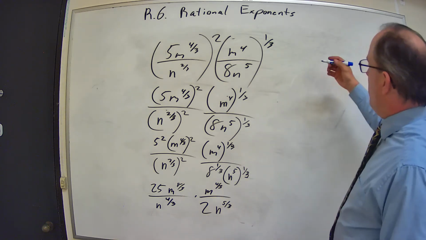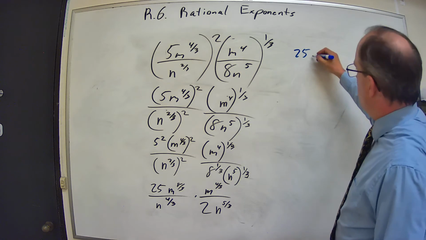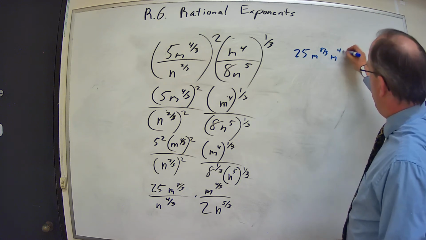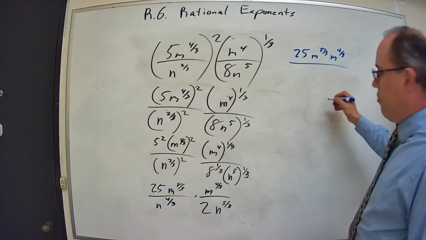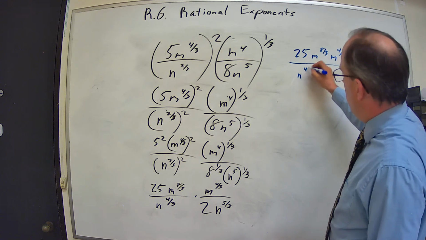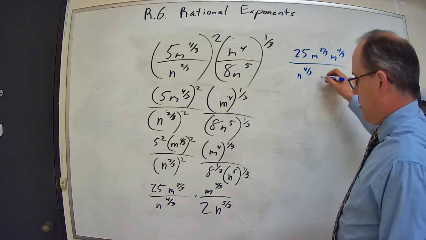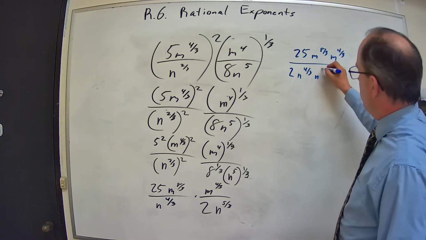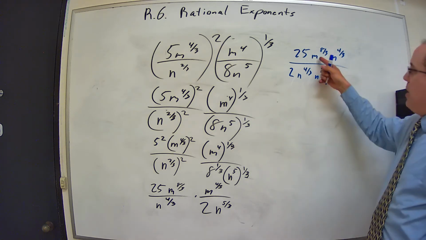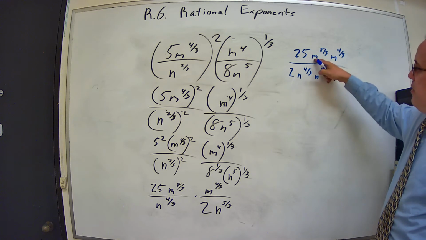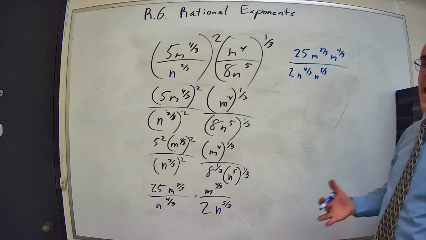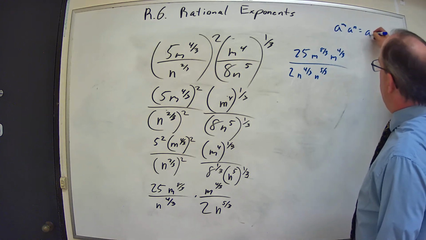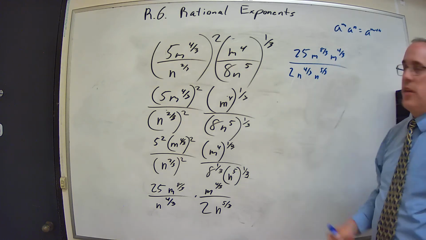Well, that can be rewritten as 25 times m to the 8/3, m to the 4/3 over n to the 4/3 times, in fact, I'm going to bring that 2 out front, so 2 times n to the 4/3, n to the 5/3. Now, we have the product of the same base with different exponents, so we add the exponents, right? a to the m times a to the n is equal to a to the m plus n. So we can do that right here.